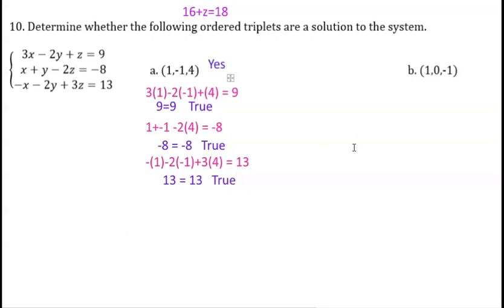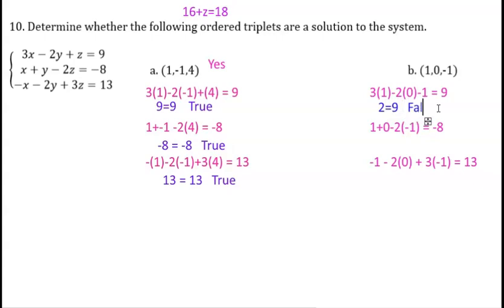And then we'll try it for the second point. So we'll plug in the numbers for each of the 3 equations and see if they're true or not. So we'll go ahead and evaluate these. So on this one we have 3 minus 1, that's 2. 2 equals 9. That's false. So because that first was false already, we can automatically say this is not a solution.